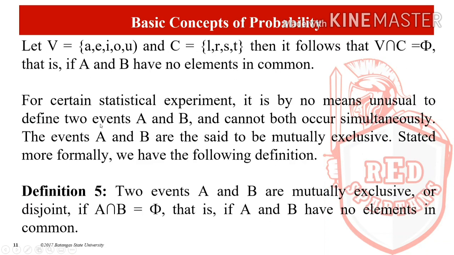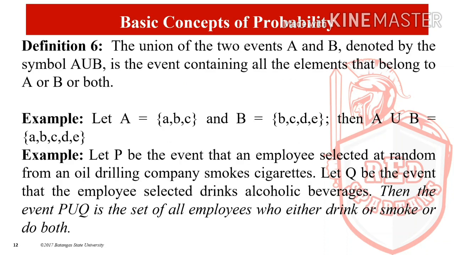So, balikan natin yung example kanina. Ito, yung event V at event C. So, kapag ginawa natin yung V union C, so ibig sabihin ng ating magiging outcome or sample point ay A, E, I, L, O, R, S, T, and U. Or pwede naman na hindi naka-order yung mga letters. Basta lahat ng yan ay kasali. Since yun yung ating tinatanong.